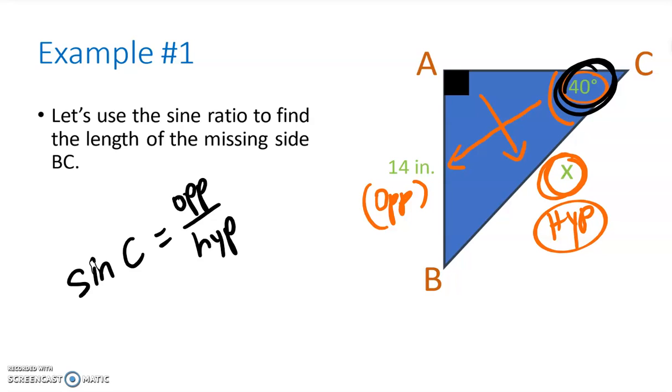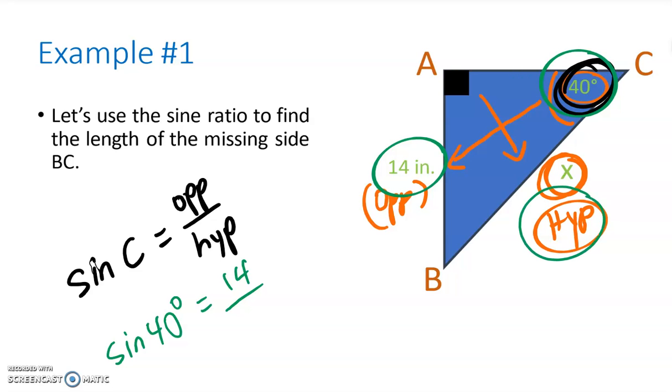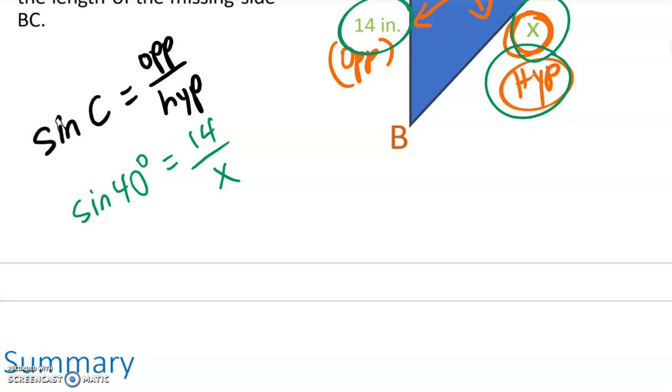Well, we know the measurement of angle C, it is 40 degrees. So we're going to say the sine of 40 degrees is equal to the opposite side, which is 14, divided by the hypotenuse, which is x. And now all we have to do is solve this equation.